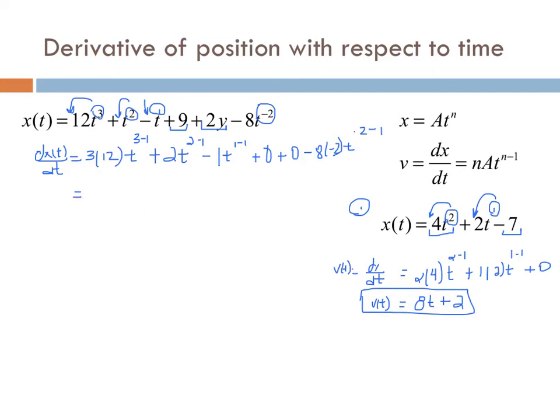Now, just to clean this up, this becomes 36t squared plus 2t minus 1 plus 16, again, these zeros don't count, so I'm not even going to write them, 16t to the negative 3 power. And this is our velocity function.